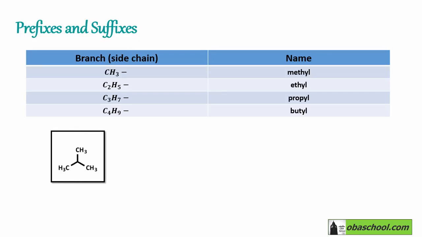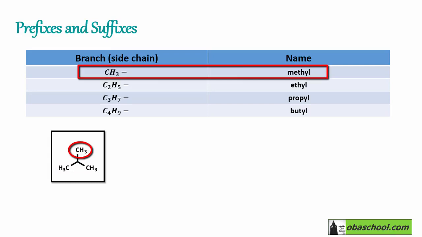So for example, if we take this one, so the first step is to find the longest continuous chain, so the longest linear chain. Let's count them. So here we have one carbon atom, here we have the second one, and here we have a third one. If we count from this side, for example, we have 1, 2, and 3. So if we take this to be the longest chain, then this is the branch. So this is the sided chain. It has one carbon atom only, so its name will be methyl. So we will write methyl.